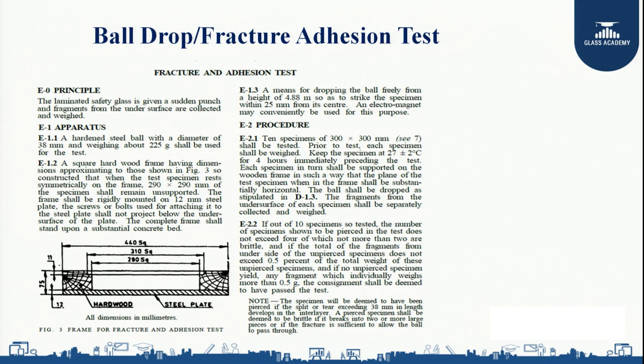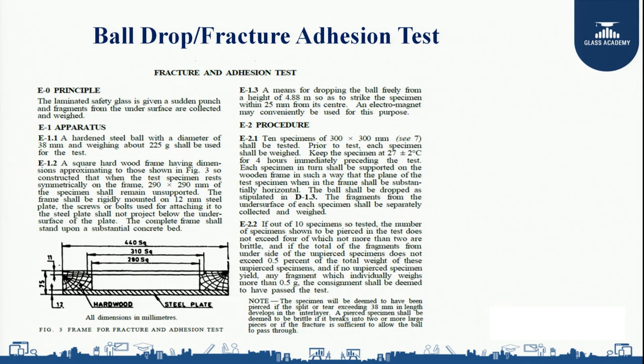Out of 10 specimens so tested, if the number of specimens shown to be pierced does not exceed 2, if the total of the fragments from the underside of the unpierced specimens does not exceed 0.5% of the total weight of these unpierced specimens, and if no unpierced specimen yields any fragment which individually weighs more than 0.5 grams, the consignment shall be deemed to have passed the test.